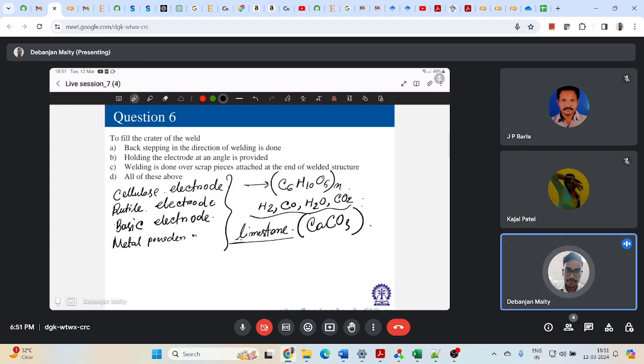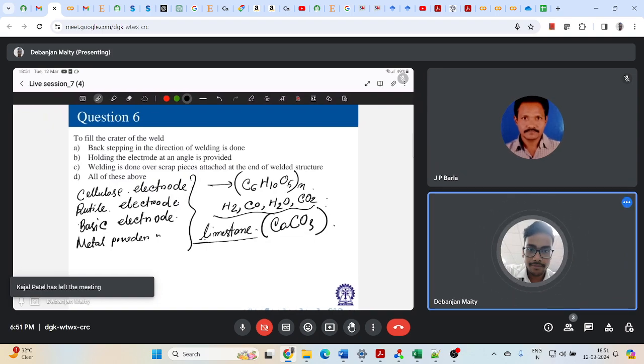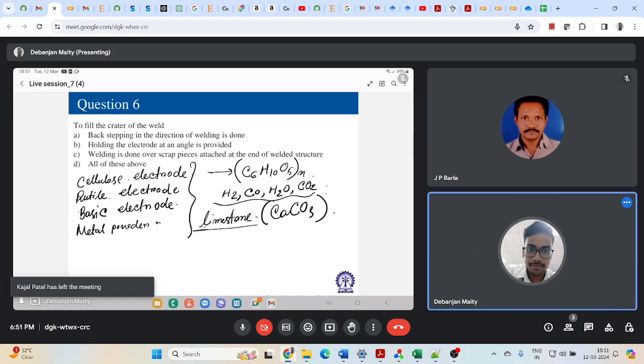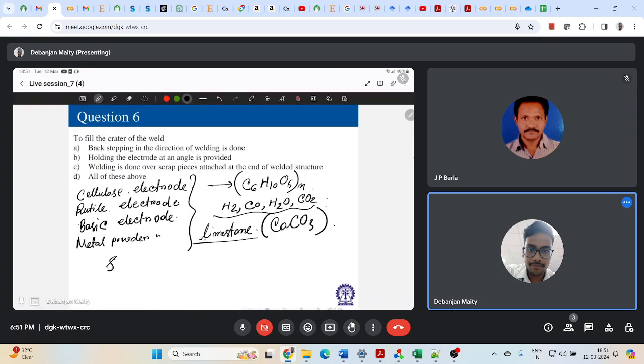So, which kind of material is very susceptible to hydrogen cracking? It's steel material. If we talk about high strength steel, that is very prone to hydrogen cracking. So, steel material is prone to hydrogen cracking. And during that time, I need to use this limestone type electrode.